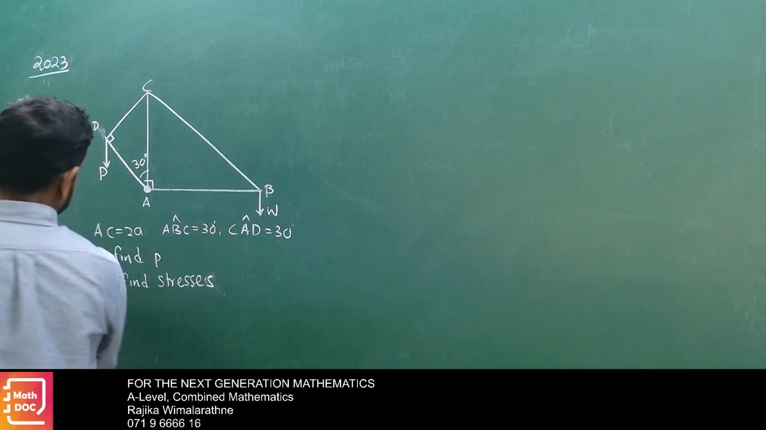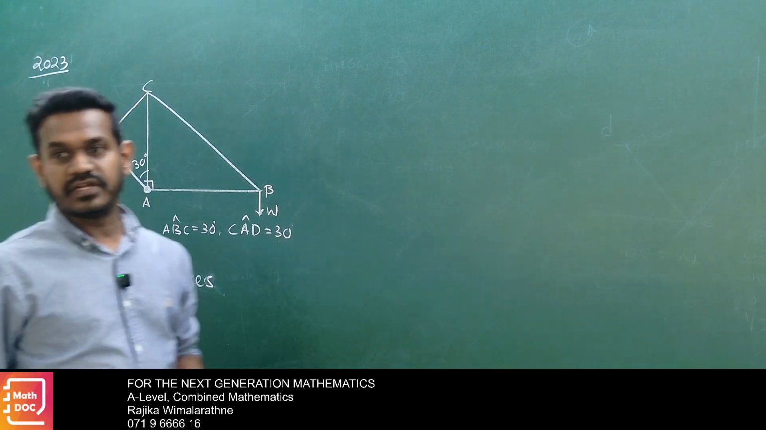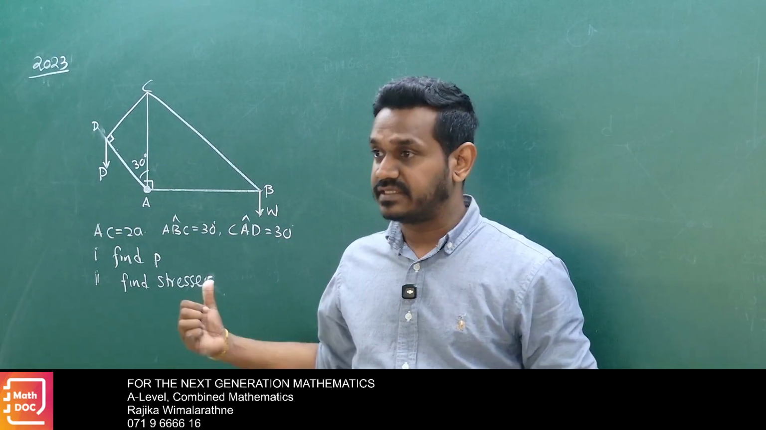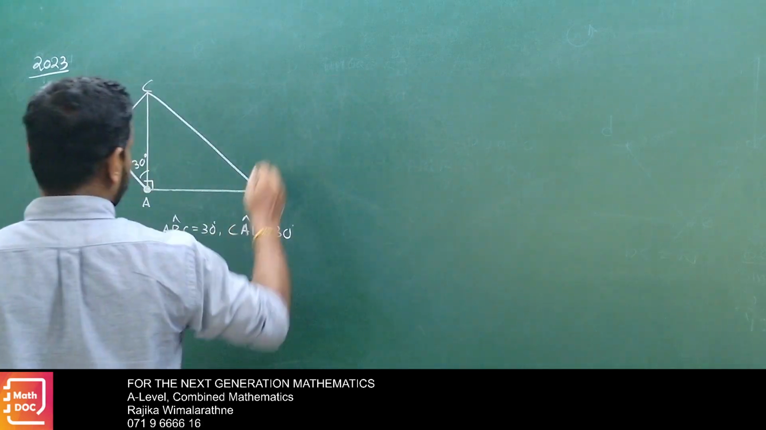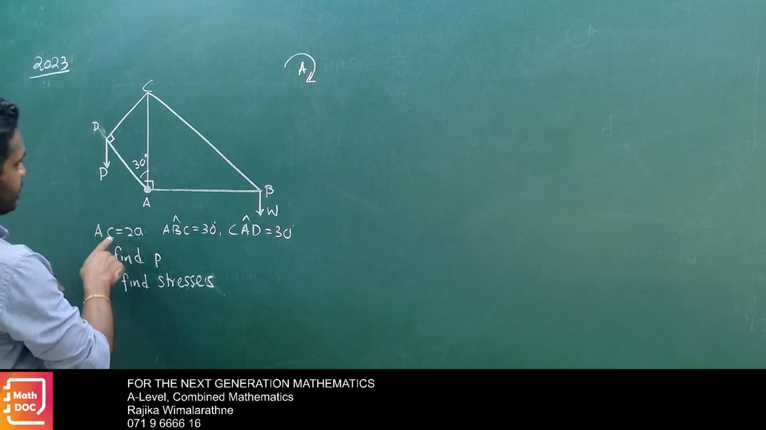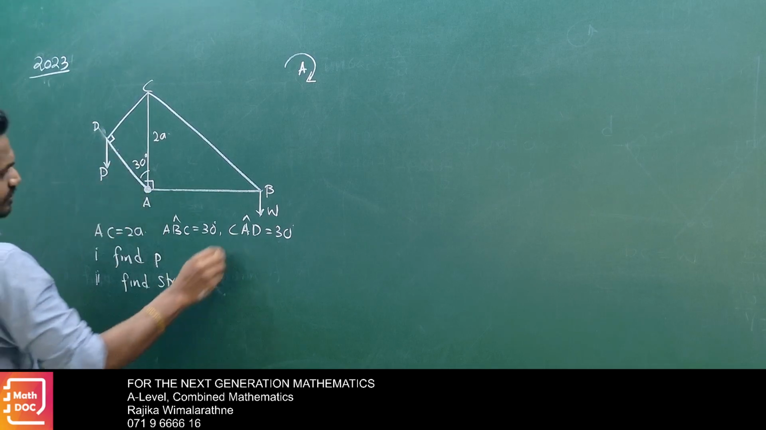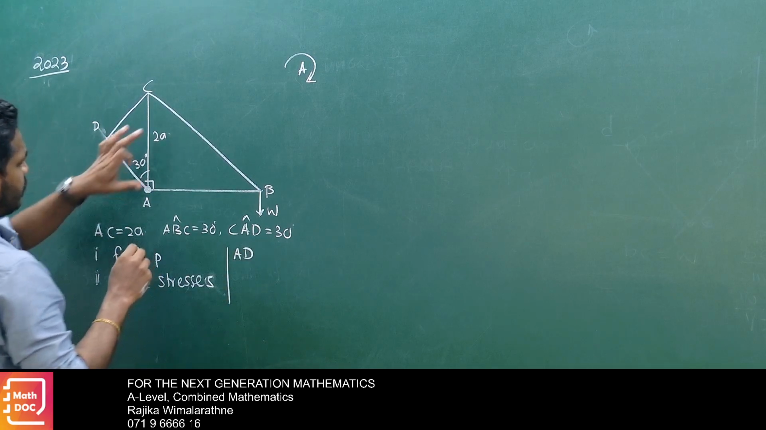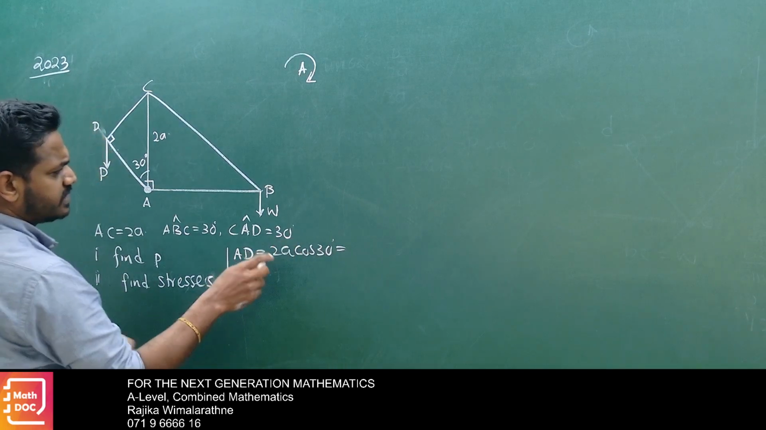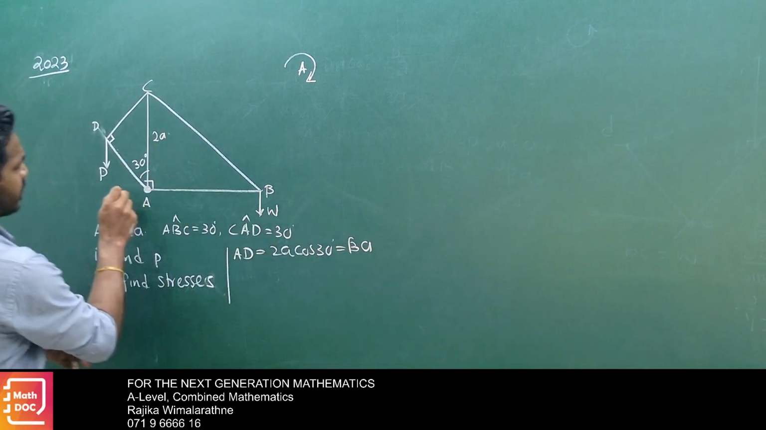Okay, now here the first step is to find P. So we have a hinge here. So you better remember, the first step is to take moment about that hinge. Okay, so you take moment about A, say clockwise, then AC is given 2A, then here AD is 2A cos 30, sin 60 is root 3 over 2, then root 3A.